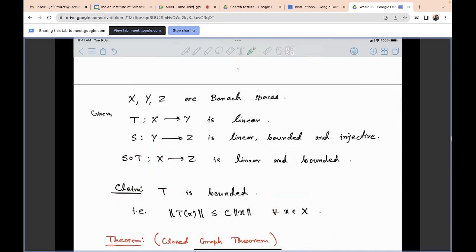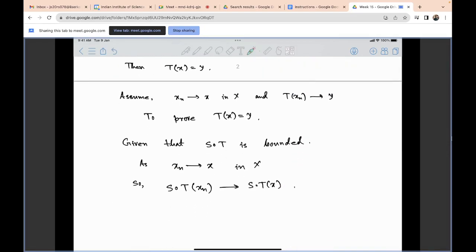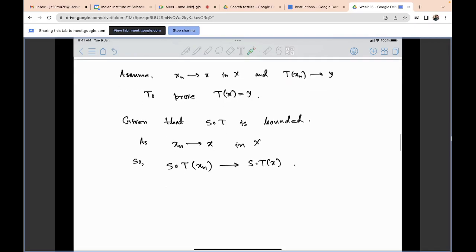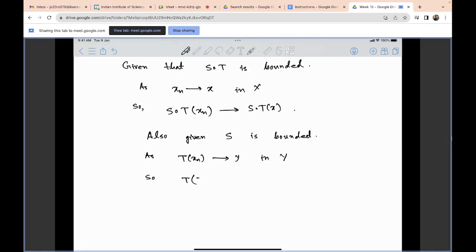And again, what is given? That S is also bounded, meaning S is also continuous. So we will again now use this one, right? T xn converges to y. So this is also given. S is bounded as T xn converges to y in Y, and S is a map from Y to Z. So S of T of xn converges to S of y, right? And these are in Z, right? In Z.